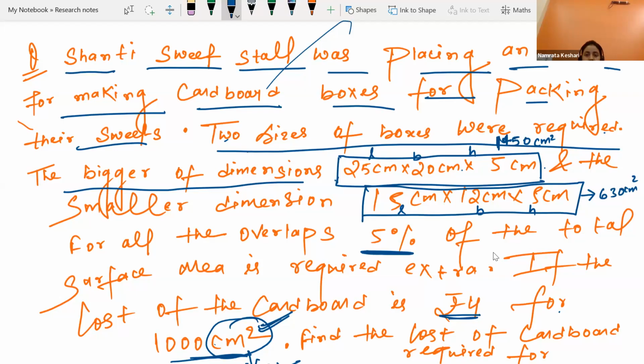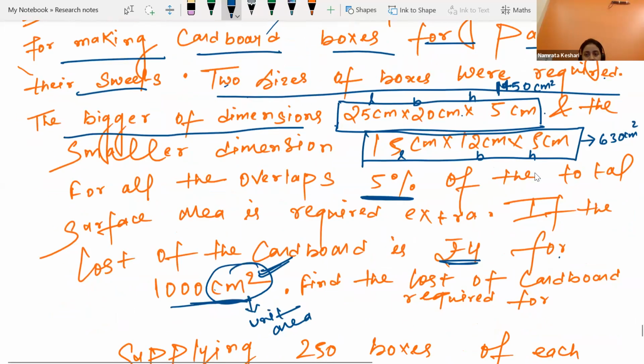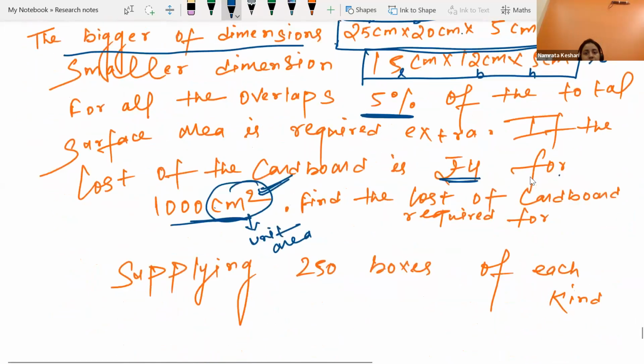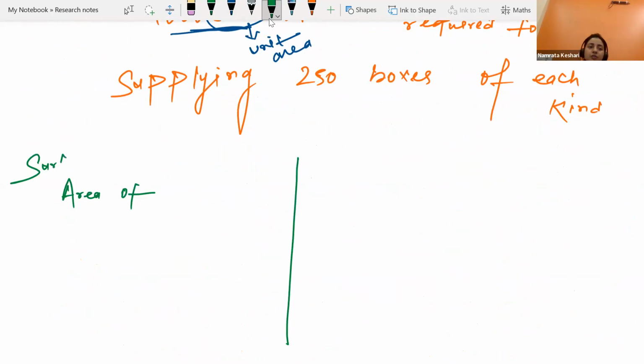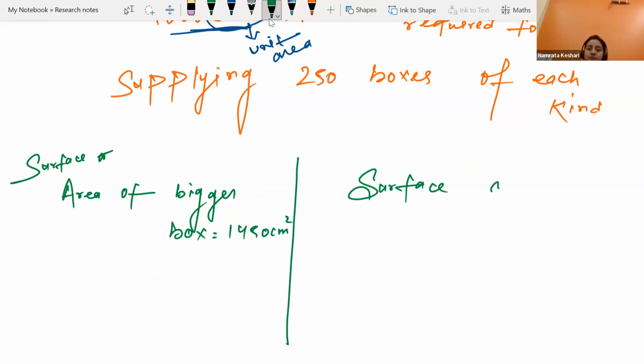Ma'am, the first, bigger one has 1450 centimeters square, and the smaller one has 630 centimeters square. Okay, everyone is getting the same? Yes. Surface area of the bigger box, 1450 centimeters square. Surface area of the smaller box, 630 centimeters square.